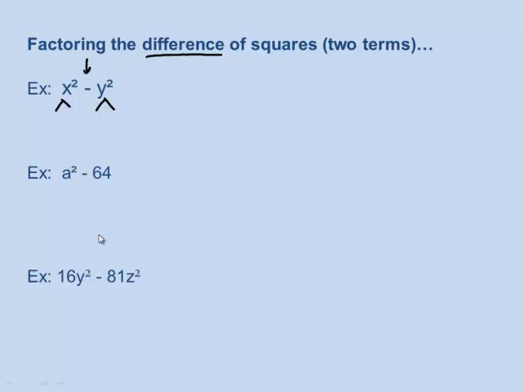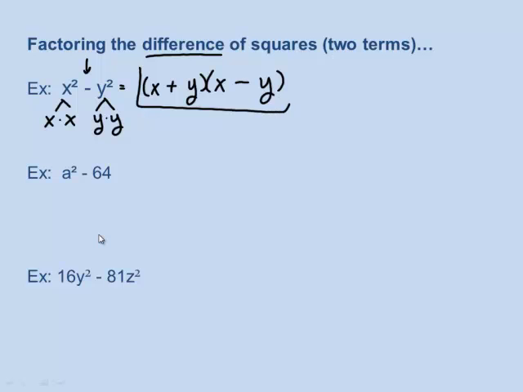And for this first example, the answer is yes. X squared can be broken down to x times x. Y squared is y times y. And the difference of squares always factors out into the product of two binomials. The first term in each group is the breakdown of the first term in the original polynomial. The second term in each group is the breakdown of the second term, so the y times y. And then in the groups, one is addition and one is subtraction, always.